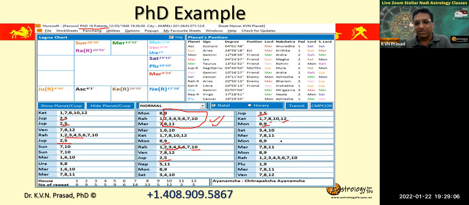And what about this? 9 is there, 11 is there, and 8 is there. And what about this? 8, 2, 4, 5, 11. Everything is there. Full combination is there. So 1, 2, this one is 3, this one is 4.